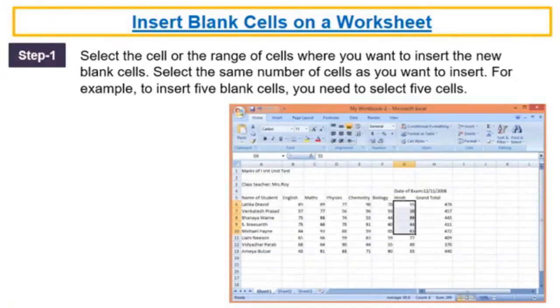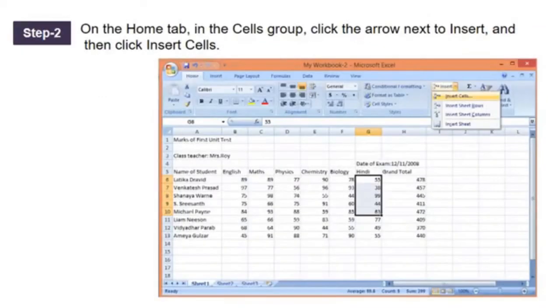Now let's see how to insert blank cells on a worksheet. Step 1. Select the cell or the range of cells where you want to insert the new blank cells. Select the same number of cells as you want to insert. For example, to insert 5 blank cells, you need to select 5 cells. Step 2. On the Home tab, in the Cells group, click the arrow next to Insert and then click Insert Cells.